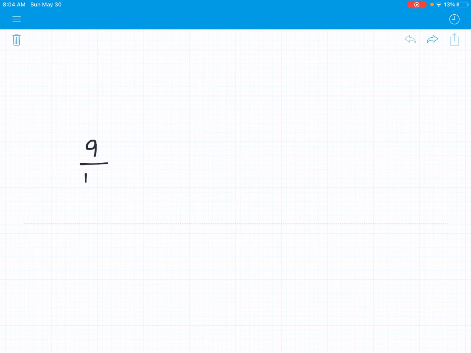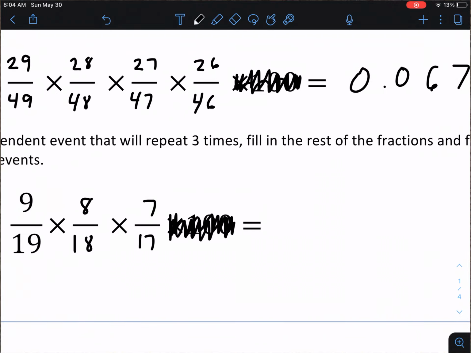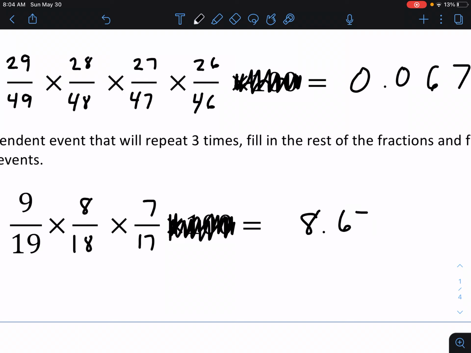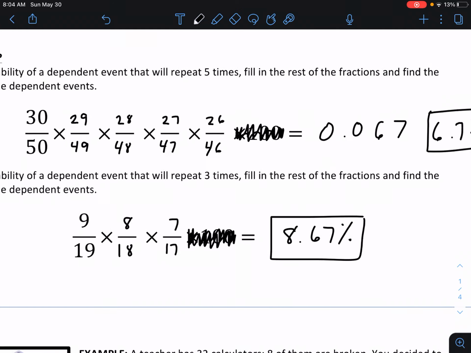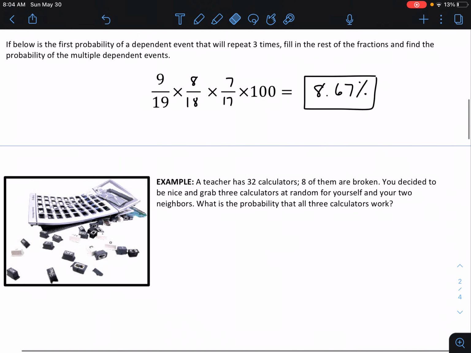Let's do it again. 9 over 19. 8 over 18. That's the only problem with this calculator. 7 over 17 times 100. There, it worked. 8.668. So that 8 means we have to round that second 6 up to a 7. So we're going to say this is 8.67%. All right. There we go. So that's how you can use that 100 if you want. I should probably get rid of this because we actually did multiply by 100. There we go.